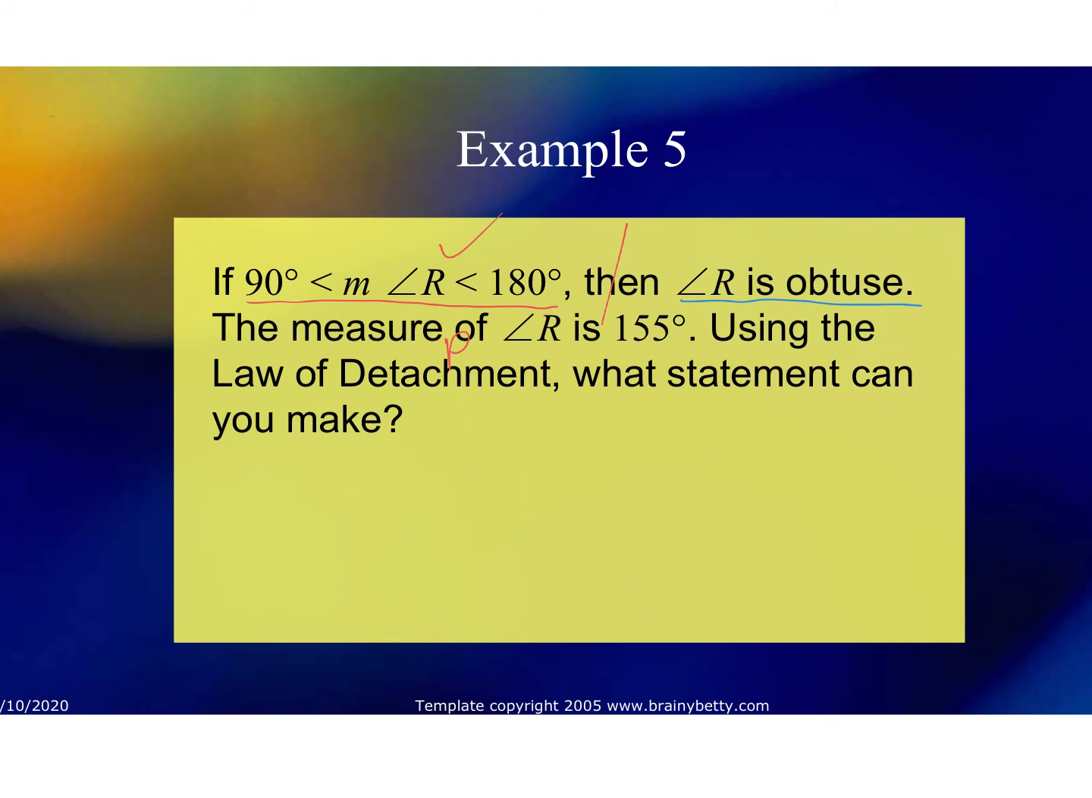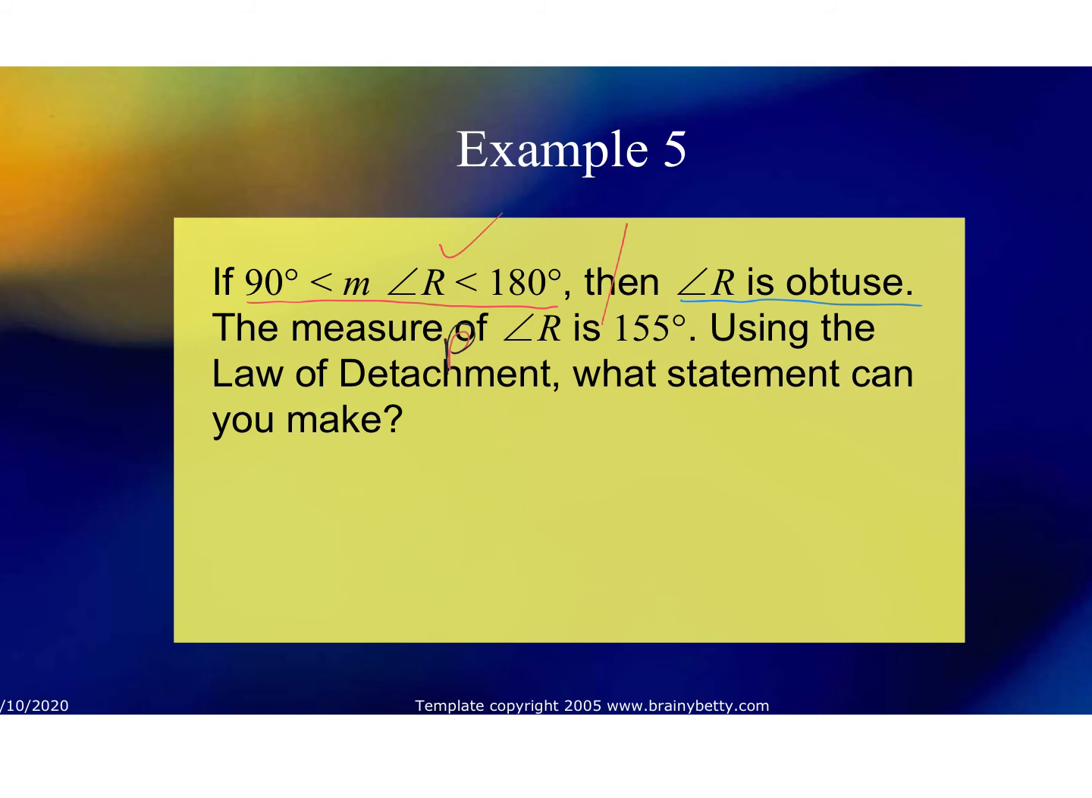If 90 degrees is less than the measure of angle R, and angle R is less than 180, then... I don't know. The 155 is in between both of them, I guess? Yeah, 155 is between 90 and 180. Do you guys agree with that? So we just said, okay, our hypothesis is true. Go back to the law of detachment slide. What could we conclude if we were given that our hypothesis is true?